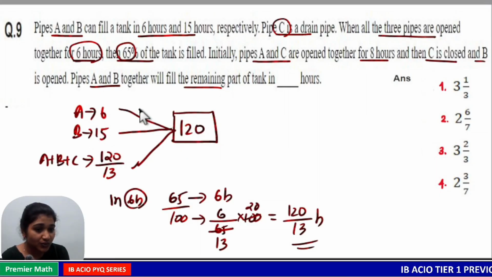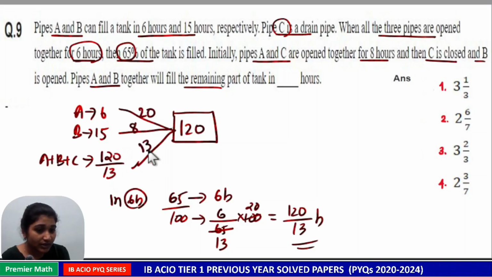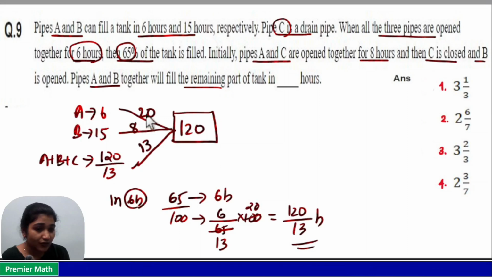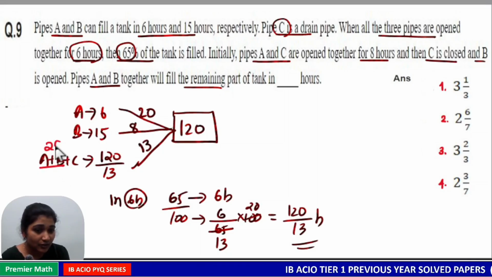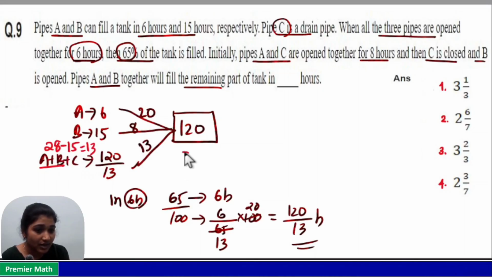6 into 20 is equal to 120. 15 into 8 is 120. 120 by 13 into 13 is 120. That is efficiency of A 20 unit, B 8 unit, ABC together 13 unit. From this efficiency of AB, we already know it is 20 plus 8, 28. But here together it is 13. So 28 minus 15 is 13, which means here efficiency of C is equal to 15 unit. This is a drain pipe. That is 15 unit drain out in 1 hour.